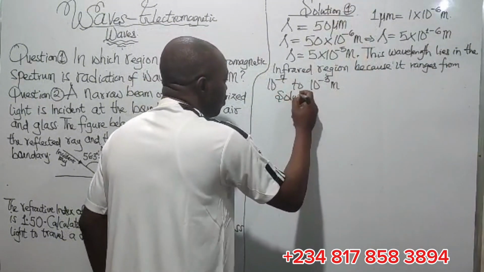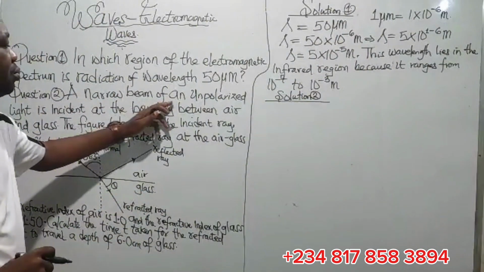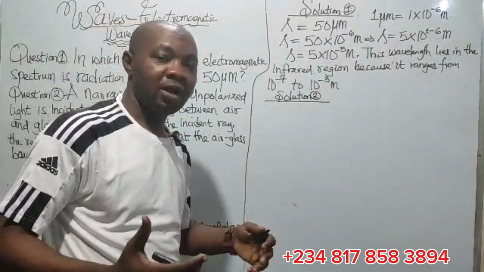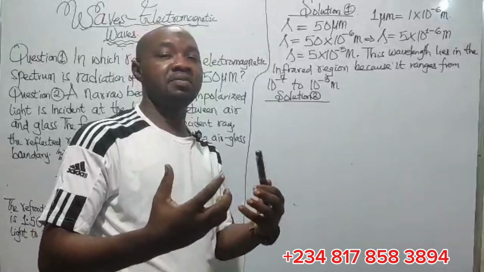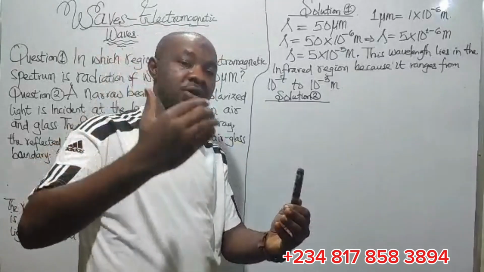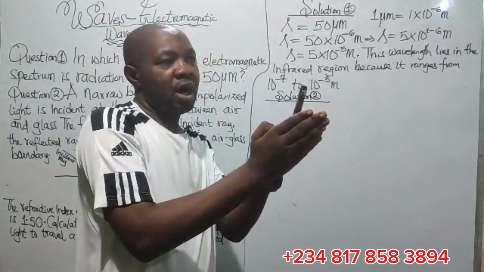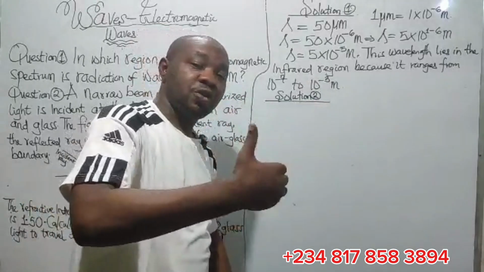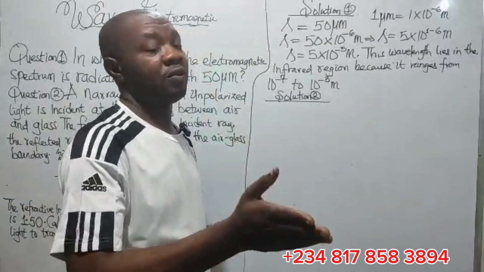Now let's have our solution for question 2. We have a narrow beam of unpolarized light. We know what that means, because polarization is a confinement of the wave so that it can travel along a plane, with its vibration perpendicular to the direction of propagation.